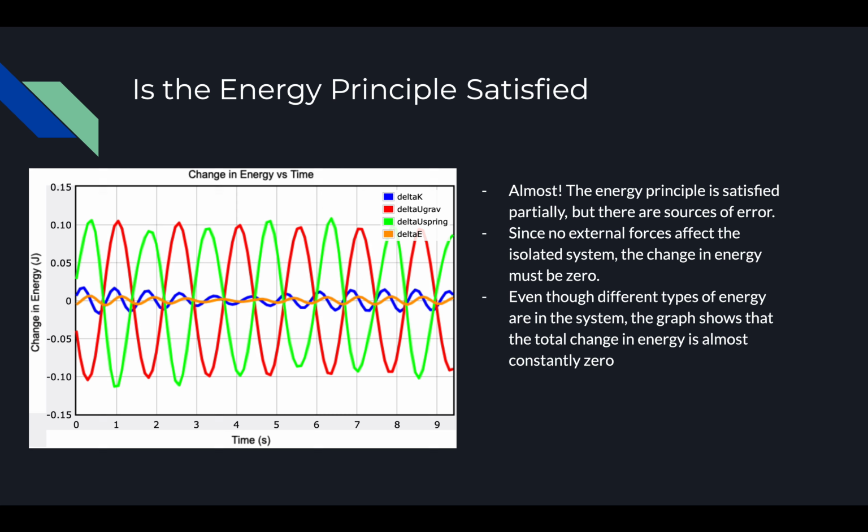Is the energy principle satisfied? Almost. The energy principle is satisfied partially, but there are sources of error, which contribute to the reason why it's almost there. Since no external forces affect the isolated system, the change in energy must be 0. Even though different types of energies are in the system, the graph shows that the total change in energy is almost constantly 0.